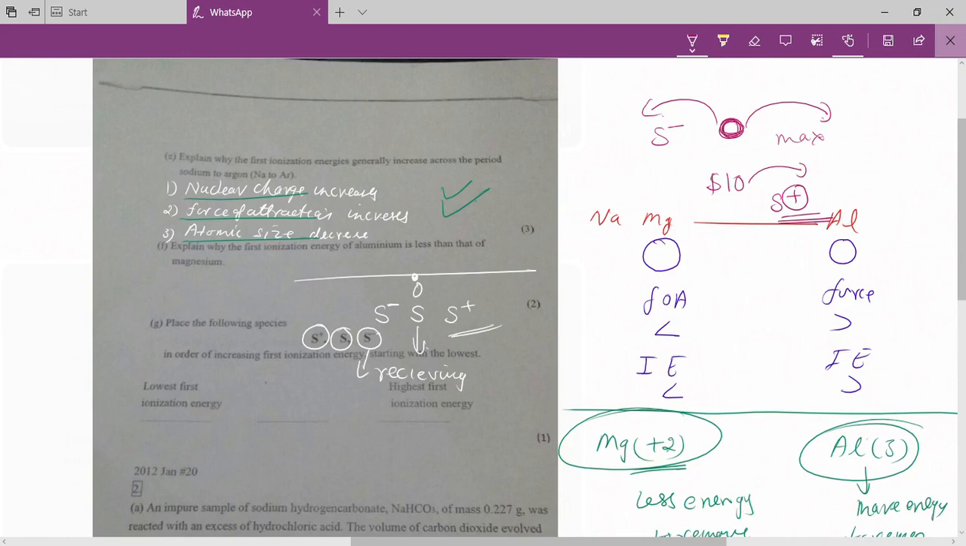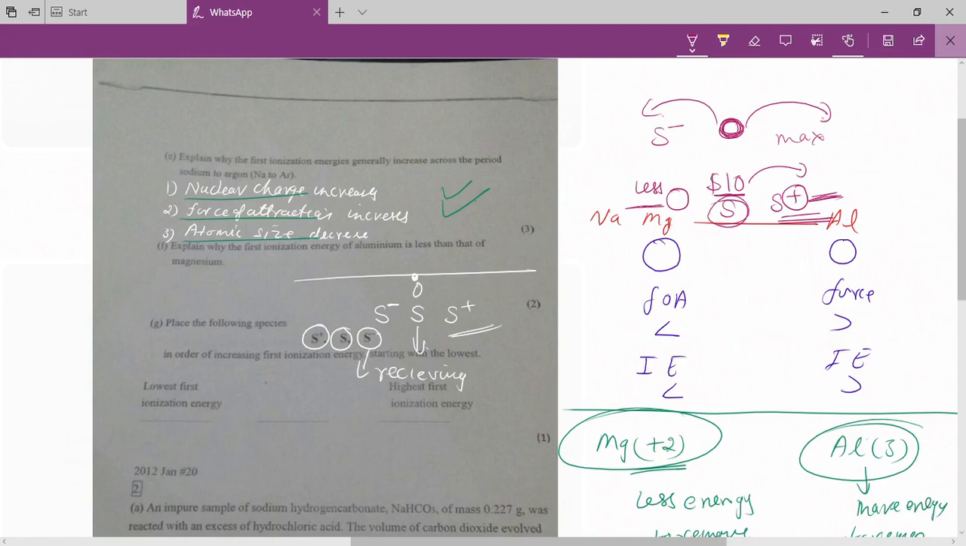So you can see that when you are receiving money, there is less energy. Suppose you have $10, that is S, and if you want to give some money to anybody, that is very typical. So the maximum amount of energy will be S plus, the least will be S minus, and you are at S.